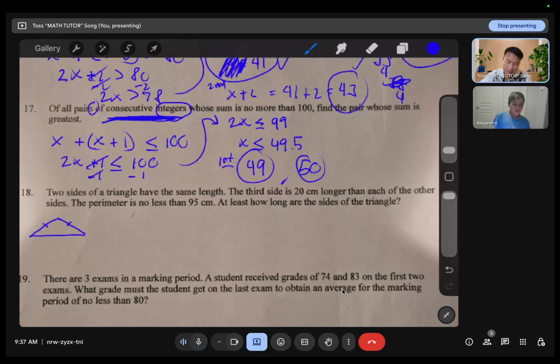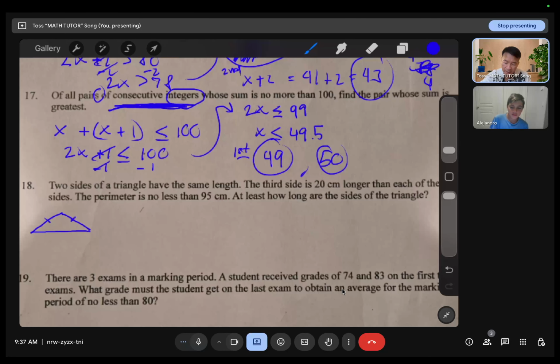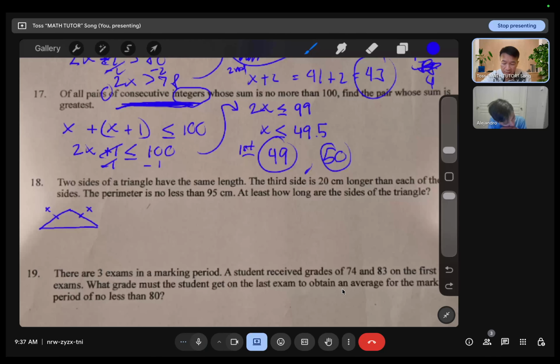What that means, I hope you're okay with this, is that the other sides, you don't know what they are. You just call it x, n, whatever. But they've got to be the same because they're the same two sides, same length. That's why you do x on both of them, x, x. The third one has got to be 20 centimeters longer. So it's x plus 20.